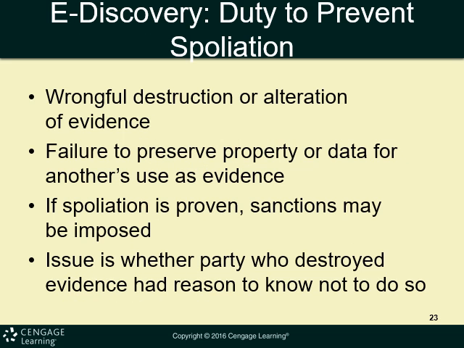Spoliation is another significant issue that's related to e-discovery. Spoliation refers to the wrongful destruction or material alteration of evidence or failure to preserve property or data for another's use of evidence in pending or reasonably foreseeable litigation. In many respects, it's the opposite of preservation. The central question of spoliation is whether the party who destroyed or altered the evidence had reason to know not to do so.